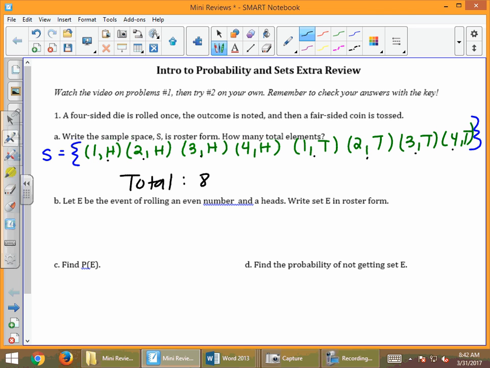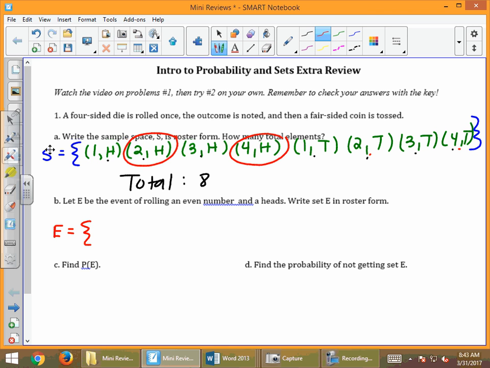Well, if you look at B, it says let E be the event of rolling an even number and landing on heads. Write set E in roster form. So same thing. This is just what we call a subset. So we're going to look at our sample space and find all the ones that fit that description of E, even and heads. So 2 is an even number and you landed on heads. 4 is an even number and you landed on heads. And that's it, because all the other even numbers, you're landing on tails. So this one you're landing on tails, and this one you're landing on tails, so you can't use those.